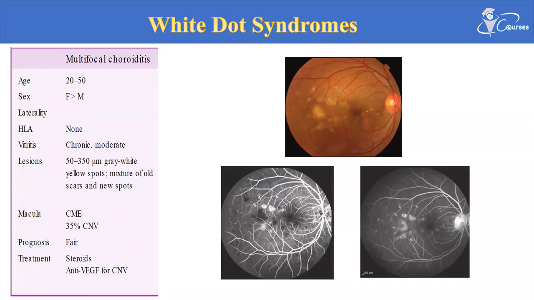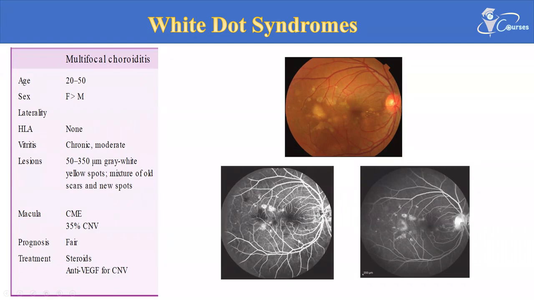The other condition is called multifocal choroiditis. It occurs between 20 to 50 years old, more common in females than in males. There are no HLA associations, with chronic moderate vitritis. Lesions will be multiple grayish white yellow spots with old scars and new spots.